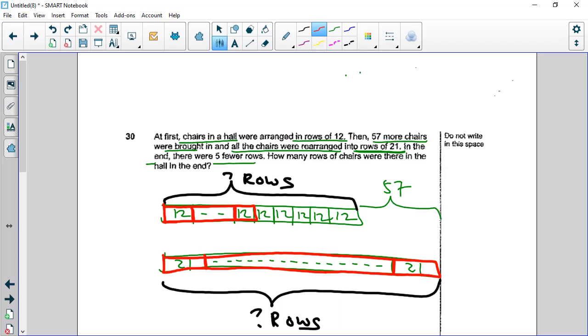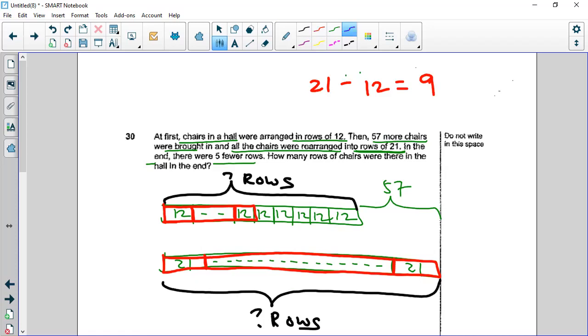Compare the average. Every row has 12 and now every row got 21. So you must give how many chairs to every row so that every row gets 21, all right? Every row gets 21 chairs. You must give 9 chairs to each row. Then every row has 21 chairs already. So where do you take the 9 chairs from to give?